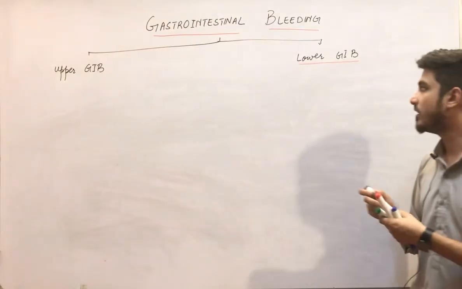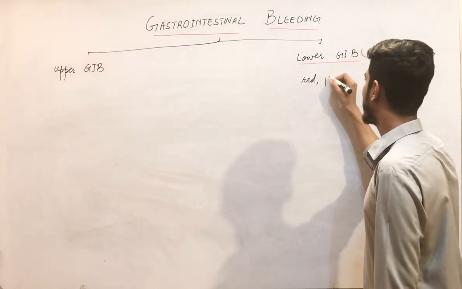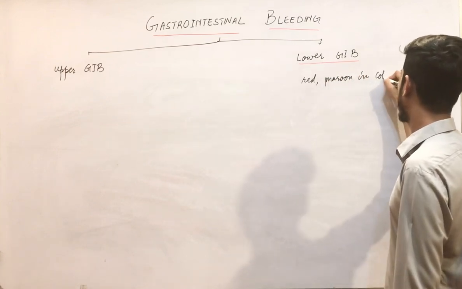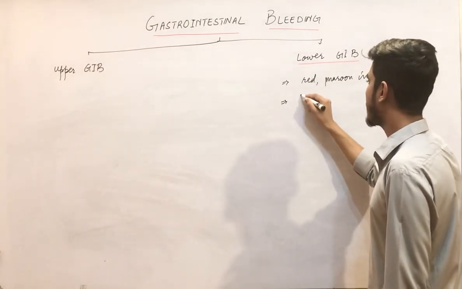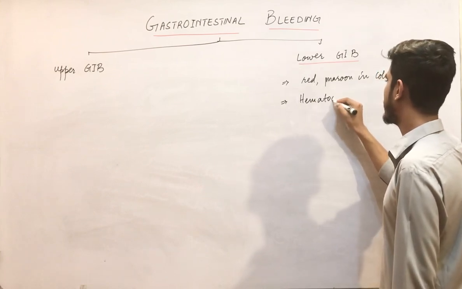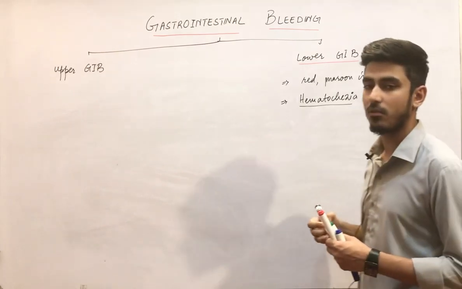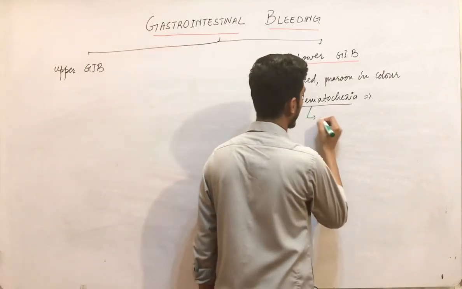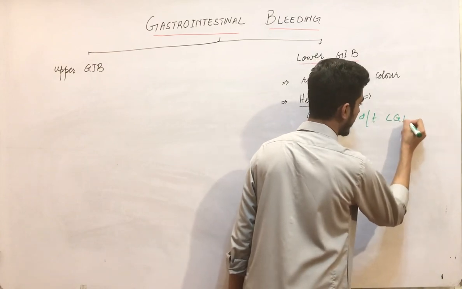and in this the bleeding is mainly red maroon in color. The bleeding that is red maroon in color is called hematochezia, whatever you want to pronounce it, and hematochezia is most commonly due to lower GI bleeding.